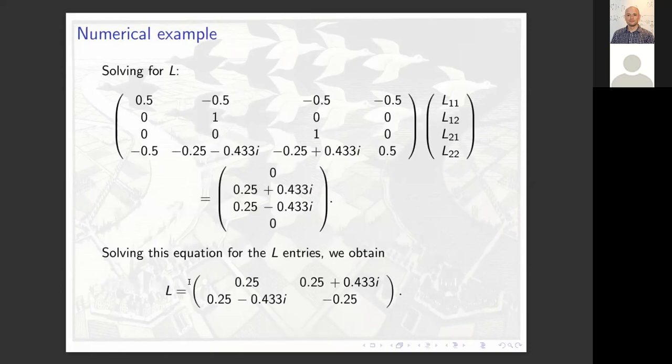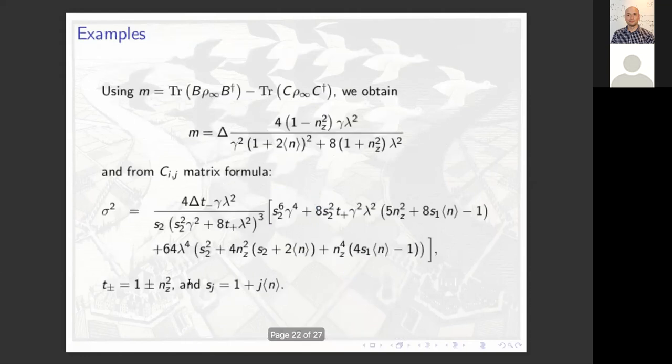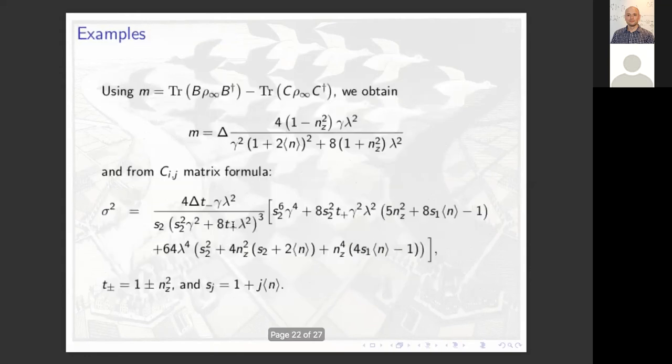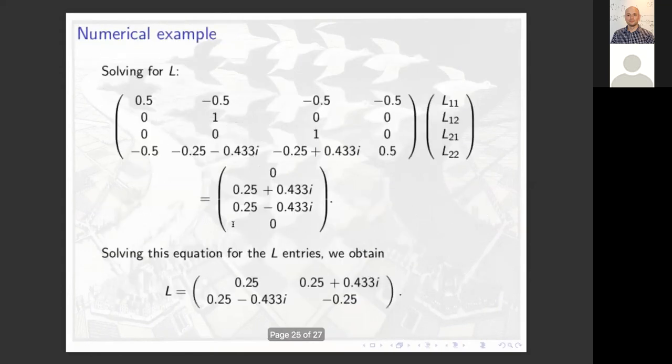Now you can solve that weird-looking equation for the L. Let's go back. You can solve this equation here for this particular example. It boils down to solving this system of equations here. So here are the different entries for that 2x2 L matrix. You solve the system, and we find this for our L.